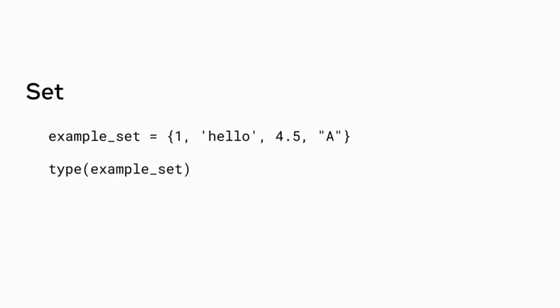The last data type is set, which is an unordered and non-indexed collection of non-repeated values. Let me demonstrate an example of this data type. Suppose I assign a set of 4 items to the variable named example set. I then check the type of the value stored in the example set variable by passing it to the type function. Python reports that the underlying data type that the example set variable holds is a set.